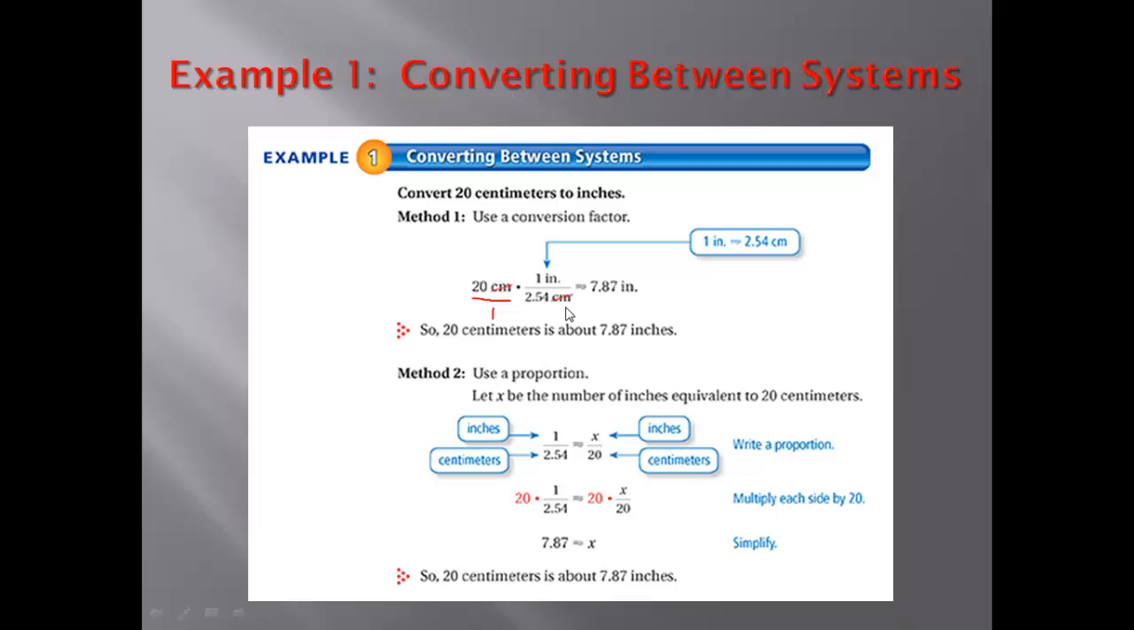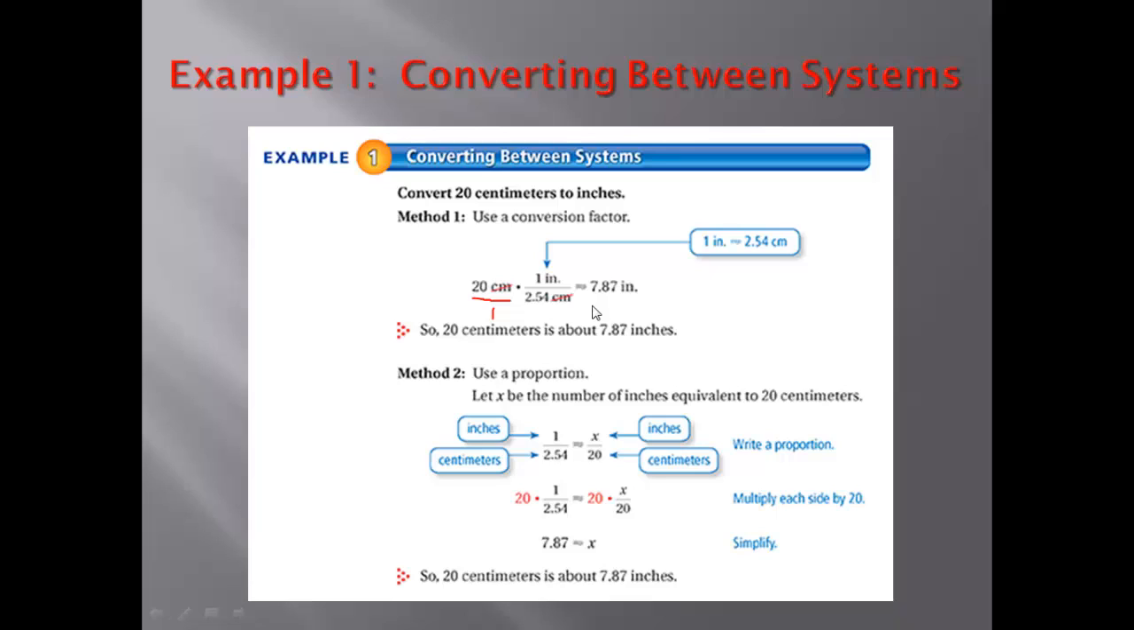Now when we are solving this, we can use a calculator to help us. We're going to do 20 times 1, which is 20, and on the bottom we have 1 times 2.54, which is 2.54. So now we have to do 20 divided by 2.54, and when we use our calculator we're going to get 7.87 inches. So 20 centimeters is about 7.87 inches.